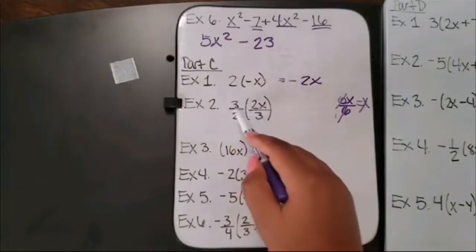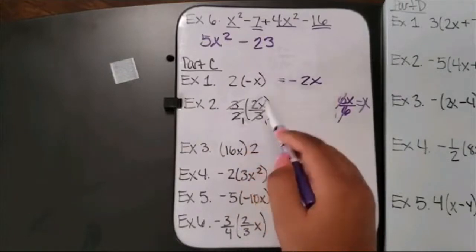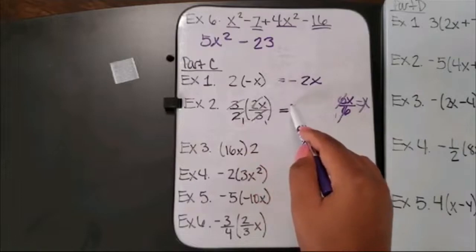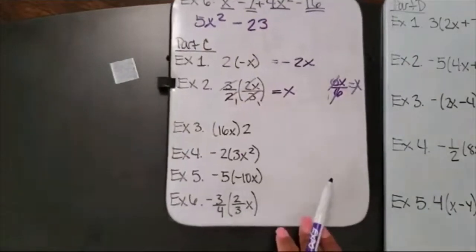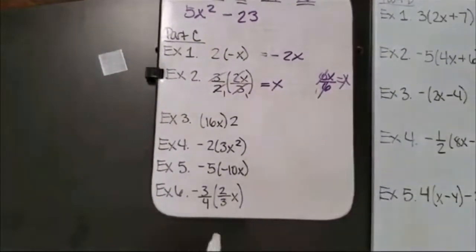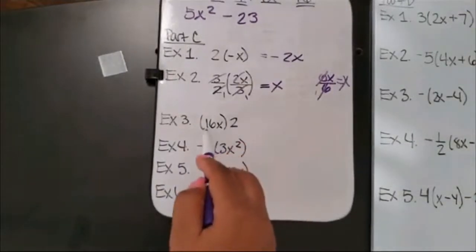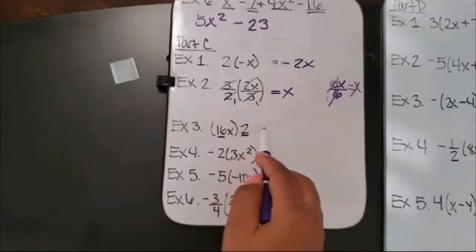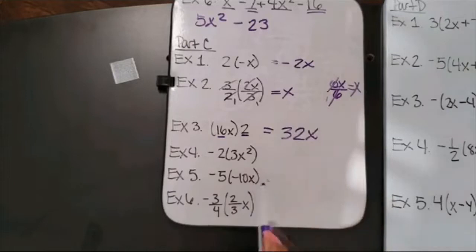We know that 3 over 3 is going to be 1, and 2 over 2 is going to be 1, and we're just left with x, all right? And this property is the inverse property of multiplication, all right? So let's look at number 3. We have 16x times 2. So we need to multiply the 16 and the 2 to get 32x.